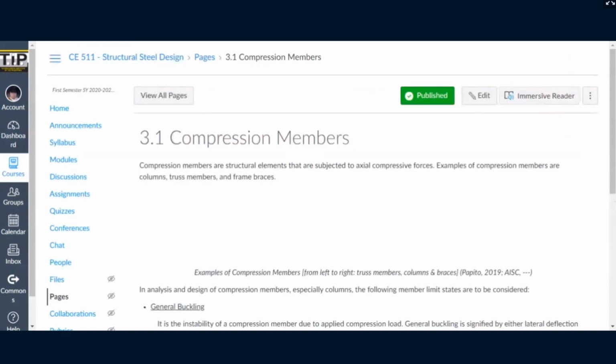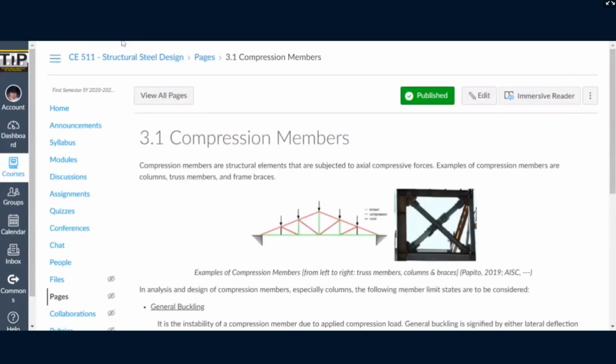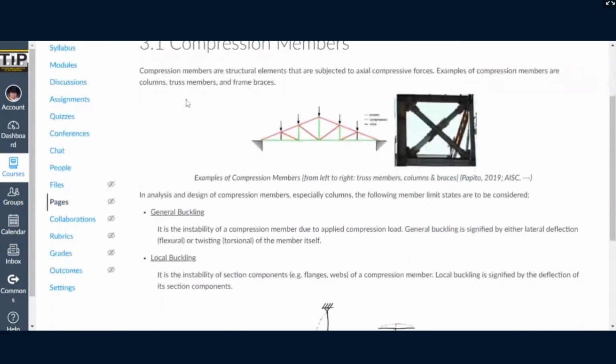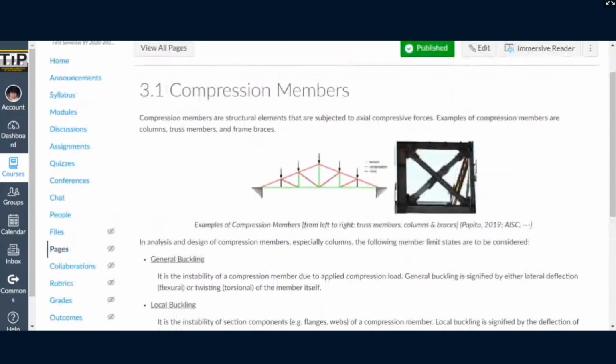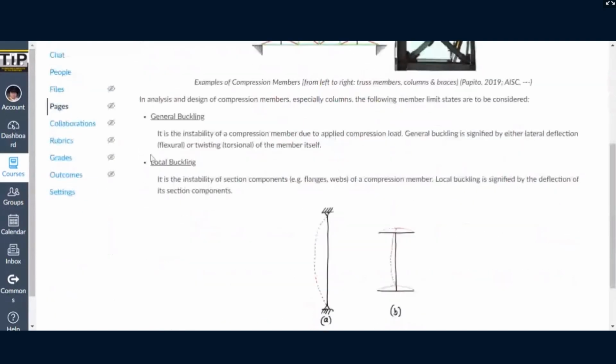And then the first part here. So what are compression members? So we discussed it. Some examples. Where do we see them? Okay. What are the limit states like general buckling and local buckling as well?